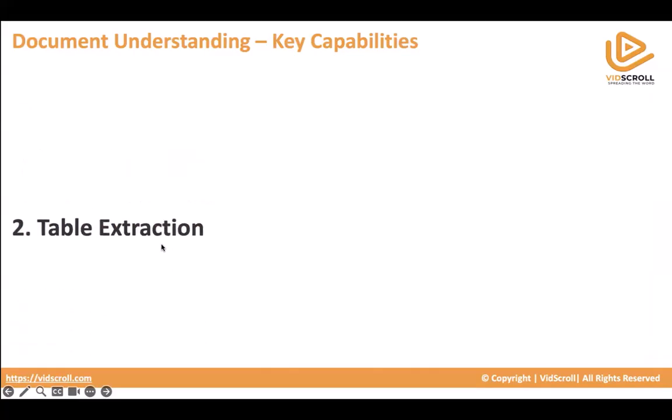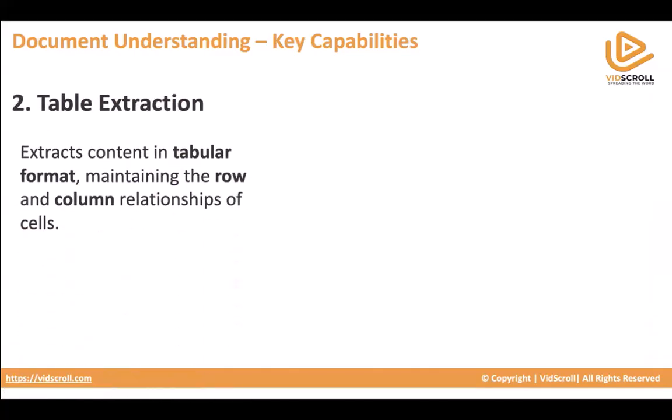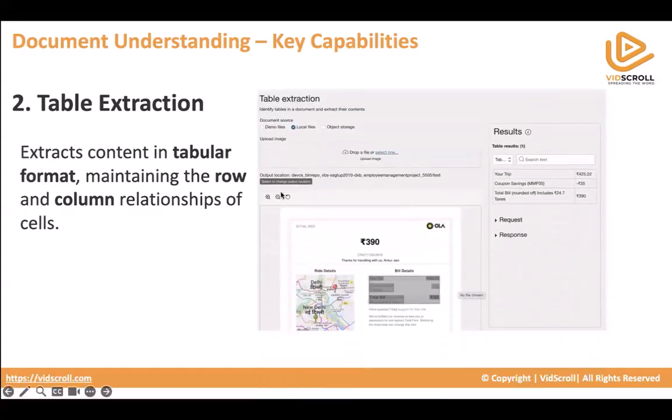Okay. The second is table extraction. It can extract content in a tabular format and maintain the row and column relationships of the cells. So here we have uploaded an invoice of Ola, which had a table. And here was the table in the invoice. This document service is able to find this complete table and extract this data, and this data will be available in JSON format, and you can process it further.